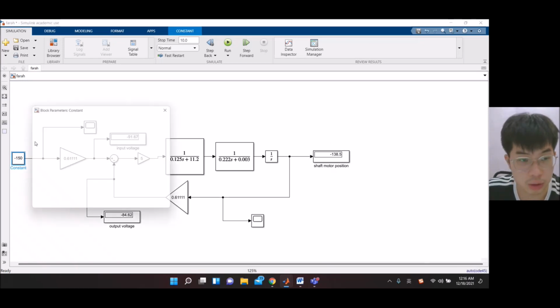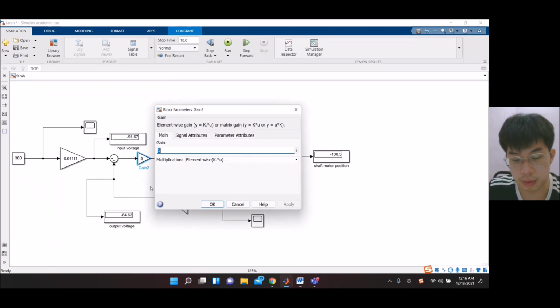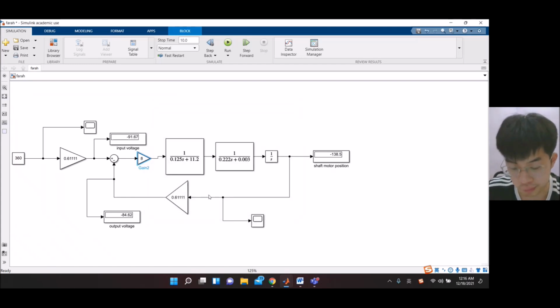For next angle, we change to 360. Gain is about 8. Right. And input voltage is 220. Output voltage is 190. Shaft motor position is 311.